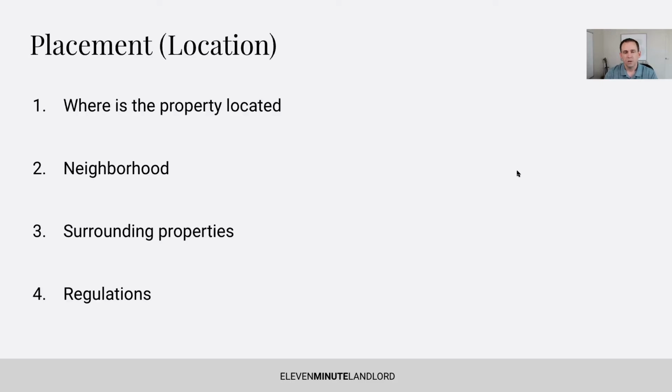Now, placement, or location, is where the property is located, and this can include the neighborhood and any of the surrounding properties. I also kind of lump into this the laws or regulations for that particular area as well, because you can't do anything about those. So the placement is kind of a fixed thing, and really the only way we can deal with that is at the purchase or at the time of sale. When you purchase, you hopefully looked at all those factors and made a decision that you could work around them, because there's not a whole bunch you can do after the fact.